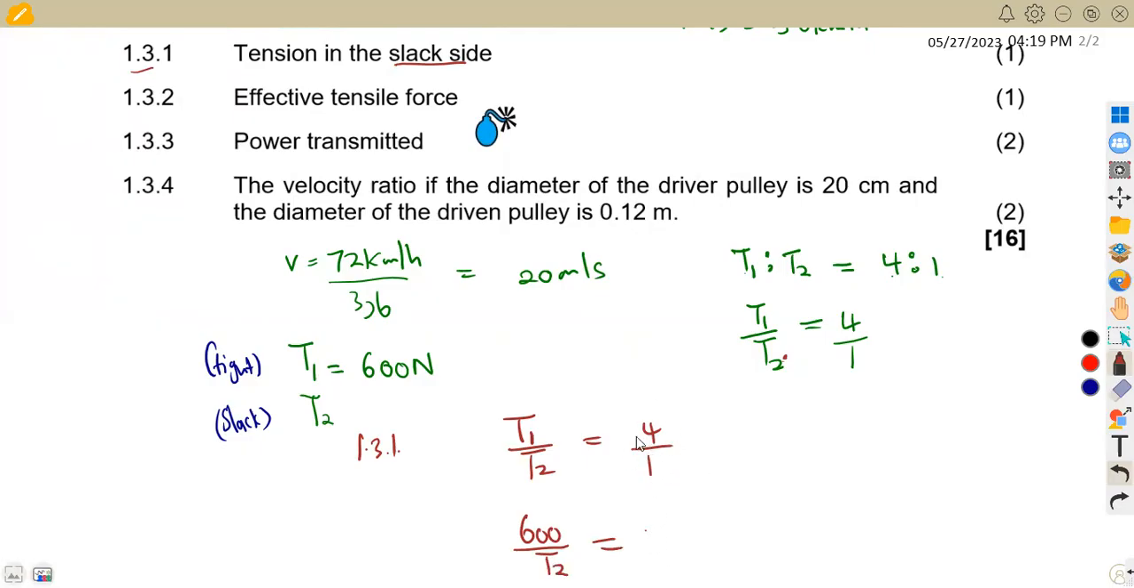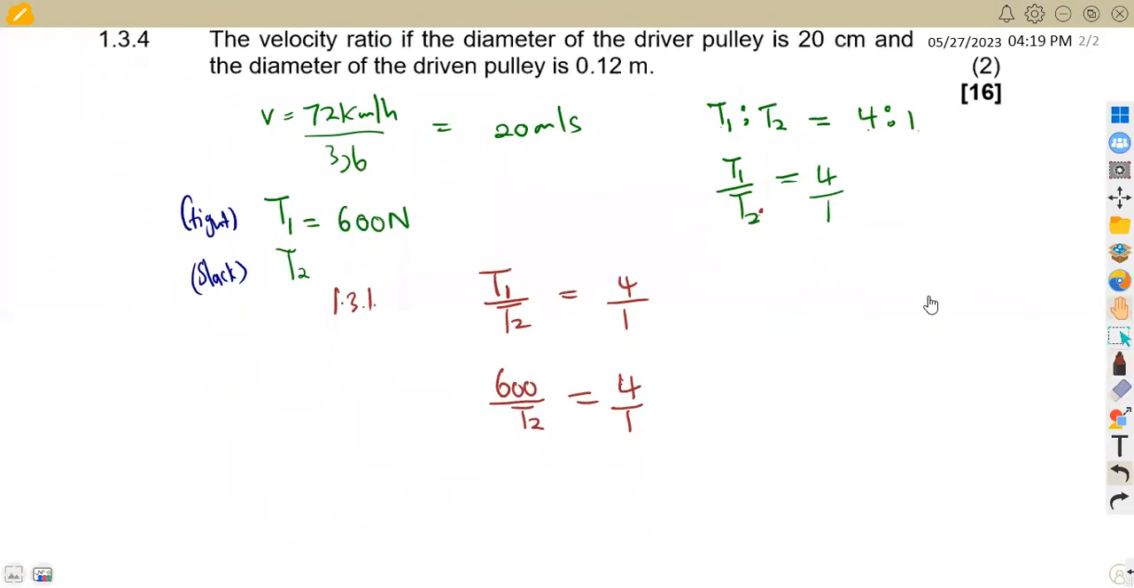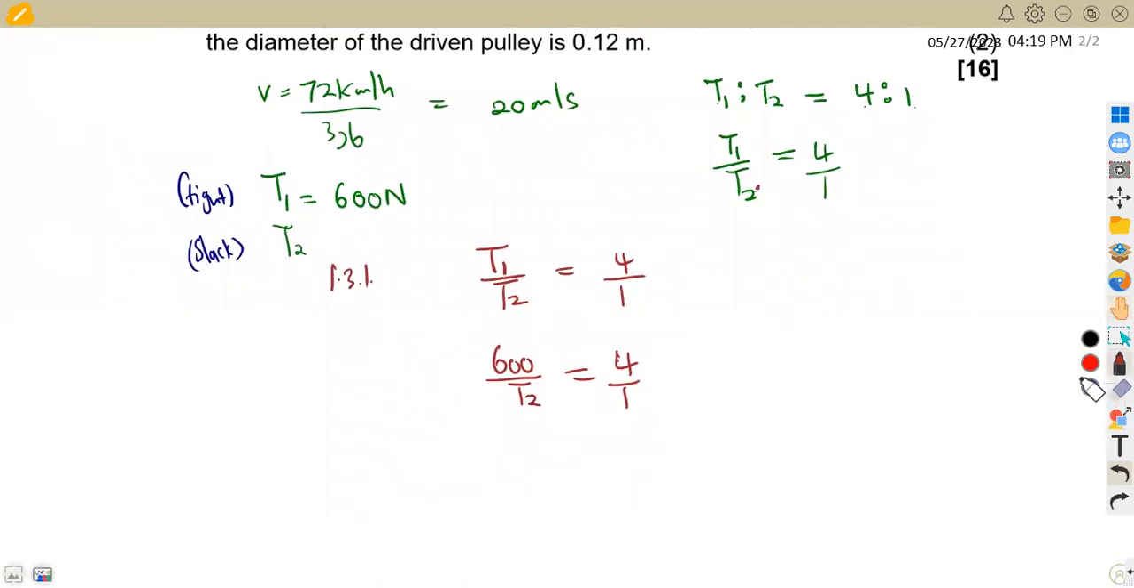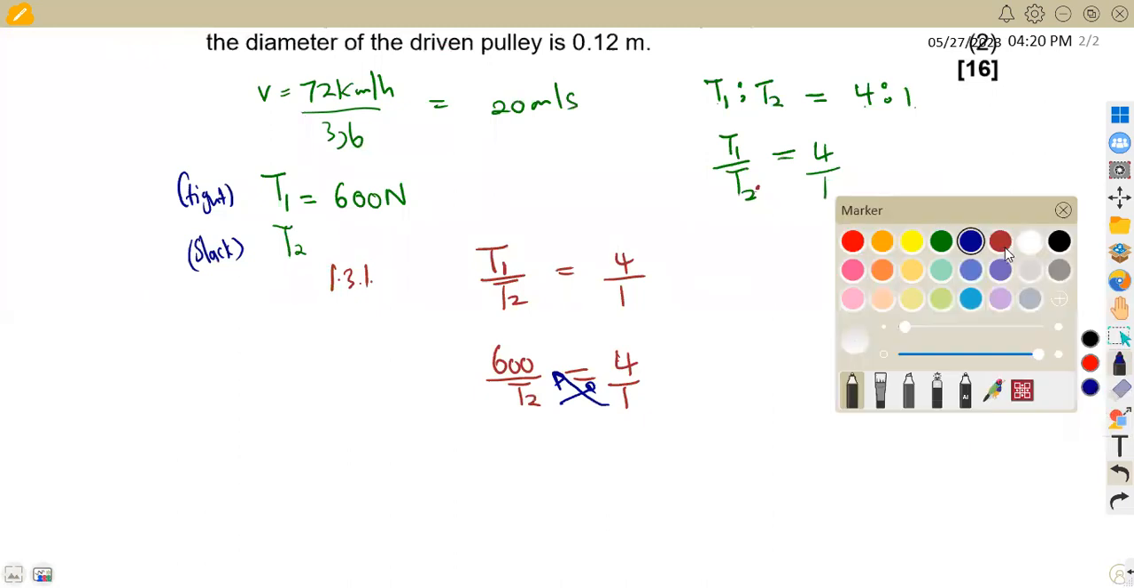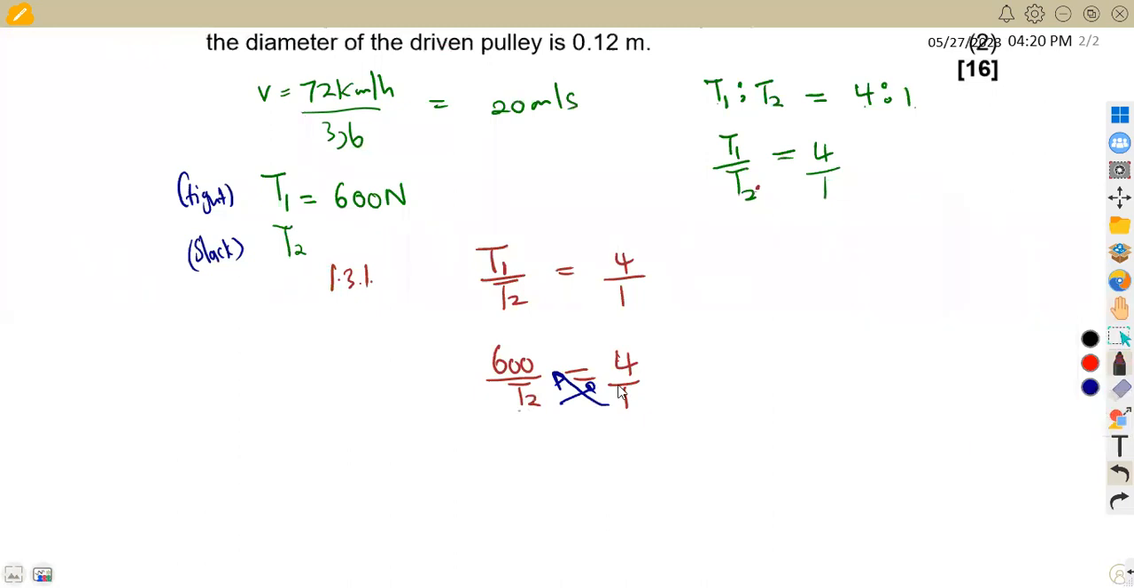So here we are going to have our ratio from this part. All right, so that is 4/1. So you can make T2 the subject by cross multiplying. If we cross multiply here, we can have T2 multiplied by 4. So this is going to be 4 T2 is equal to 1 times 600. So we are going to obtain 600 from there.